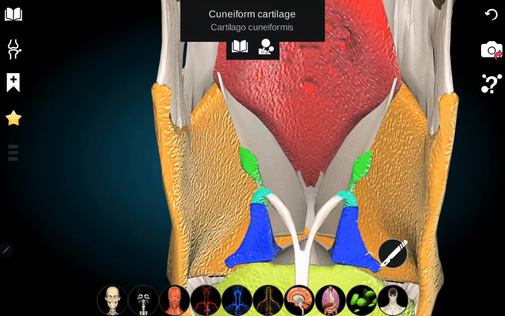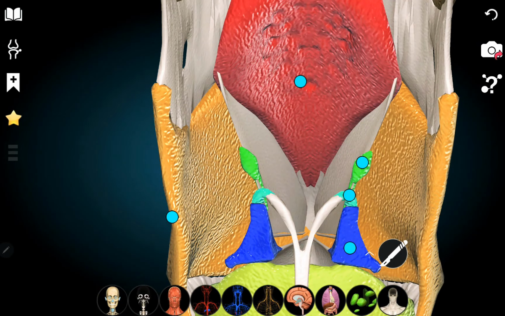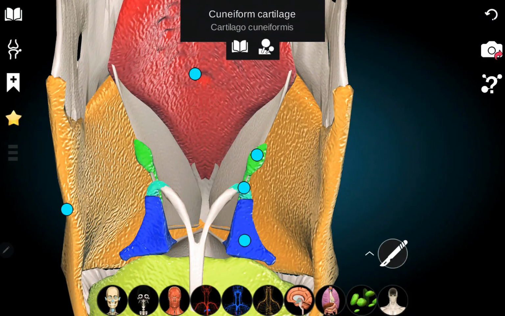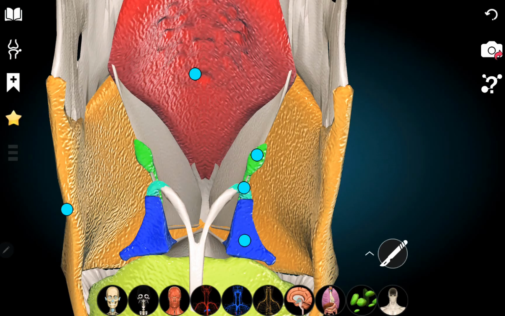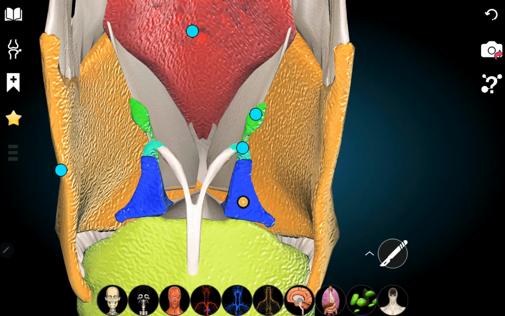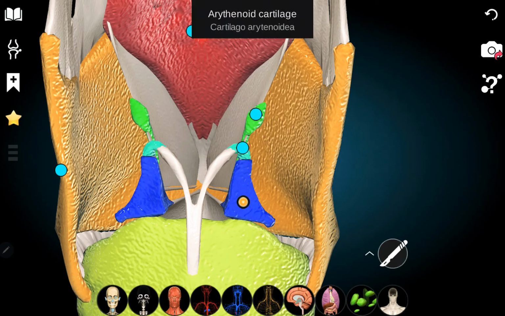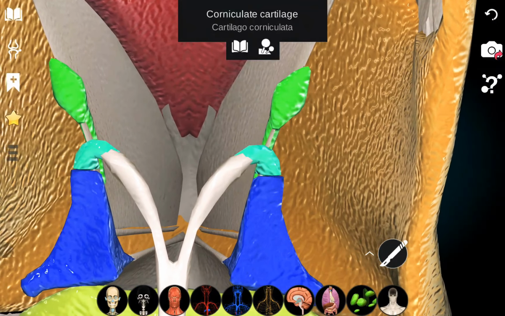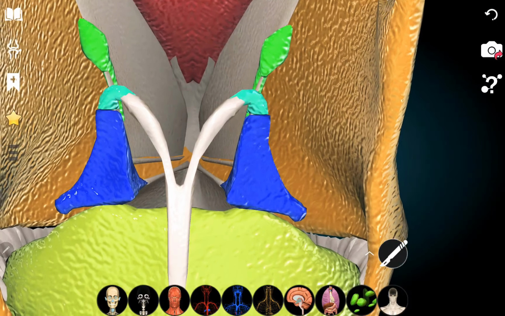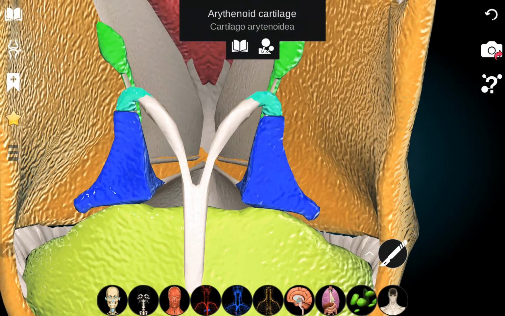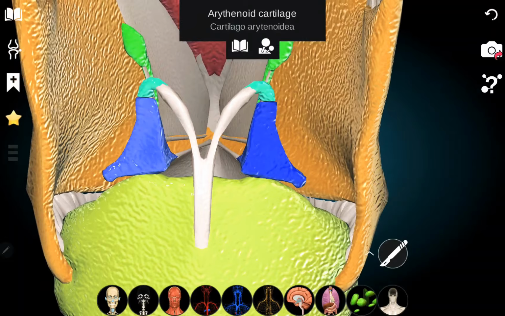Now you can see we have got three paired and three unpaired. The cuneiform cartilages, on the top posteriorly, are two small rod shaped pieces of cartilage, basically placed in the aryepiglottic fold, right? And below that, we have got two small conical nodules, which are situated on the top of the arytenoid cartilage. So these are the corniculate cartilages, guys. And you can also appreciate the two blue colored small pyramid shaped cartilages, which are lying on the upper border of the cricoid cartilage. So these are the arytenoid cartilages.